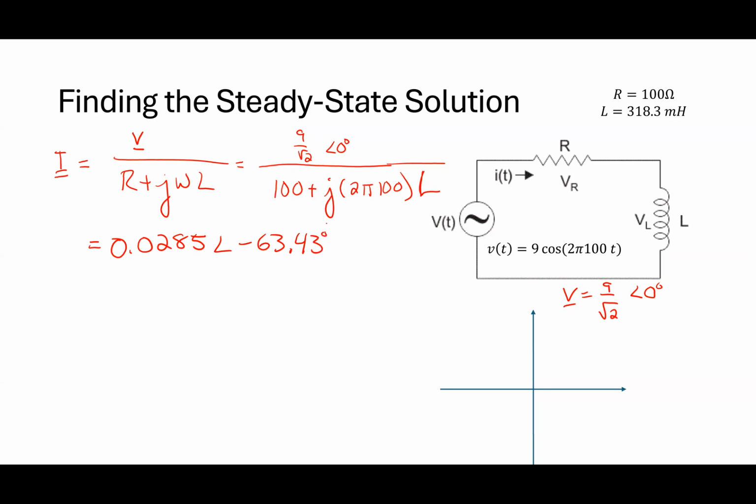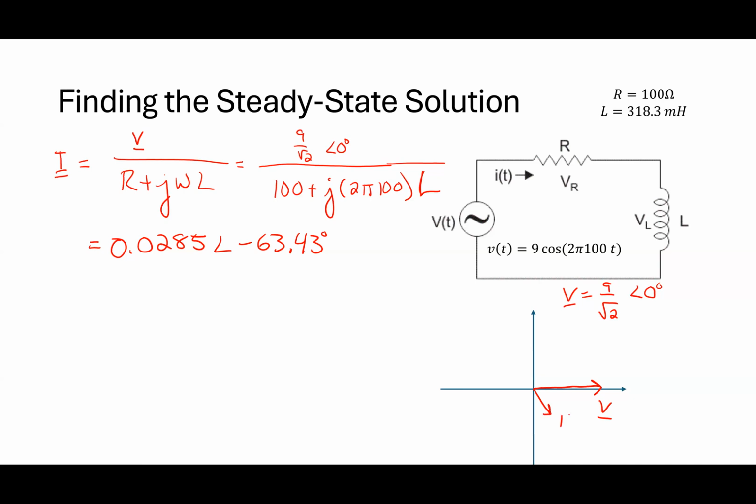So let's say I wanted to draw what the phasor diagram looks like. It's not something we think about too much, but where are the voltage and current phasors? The voltage phasor would be purely on the real axis, pointing in this direction. 9 over square root of 2 would be its magnitude, and its angle would be 0 degrees. This would be V. Where would I be? It'd be over here in the fourth quadrant.